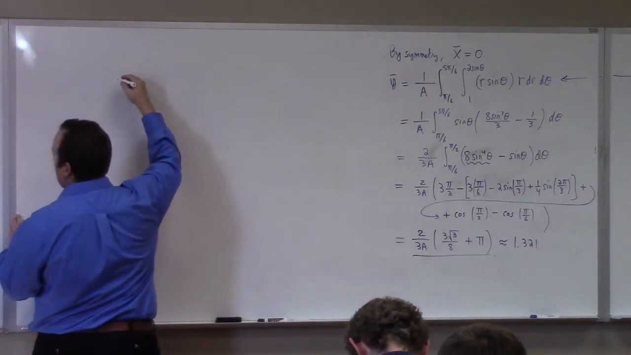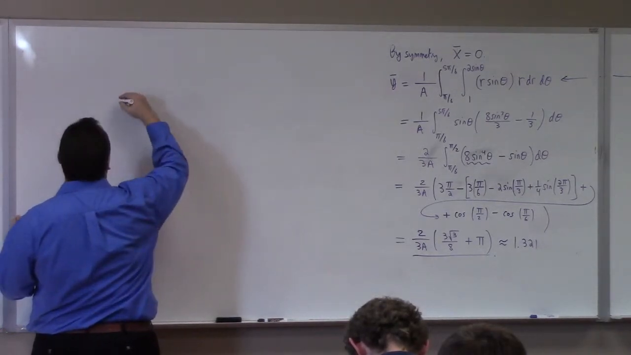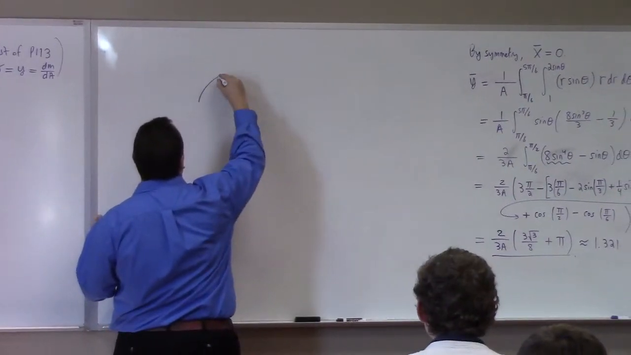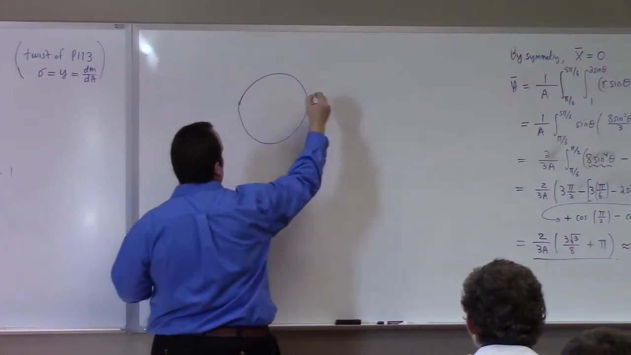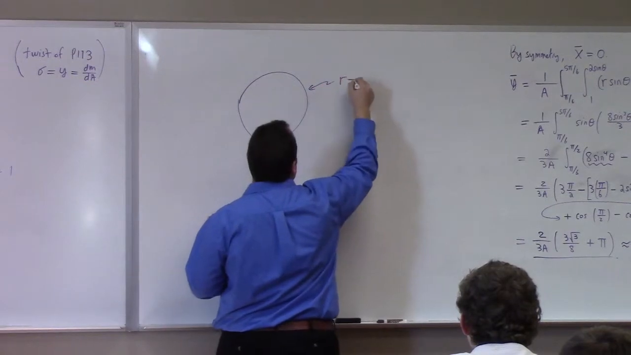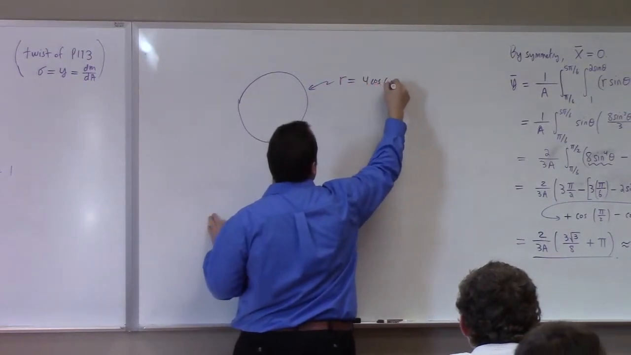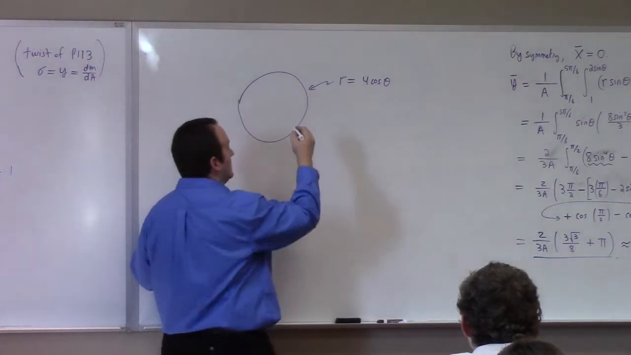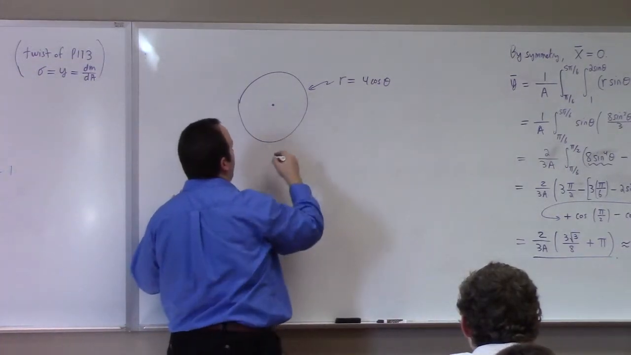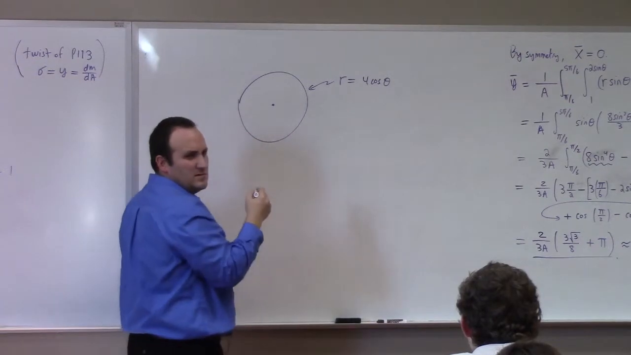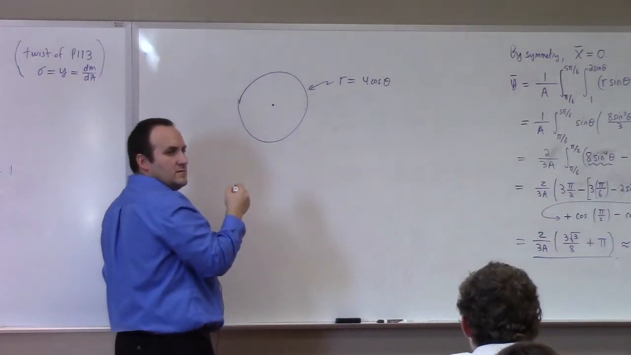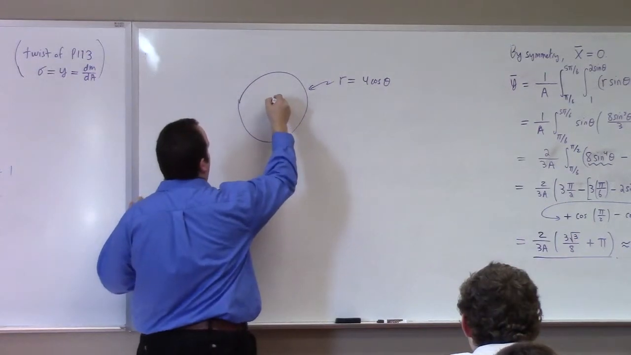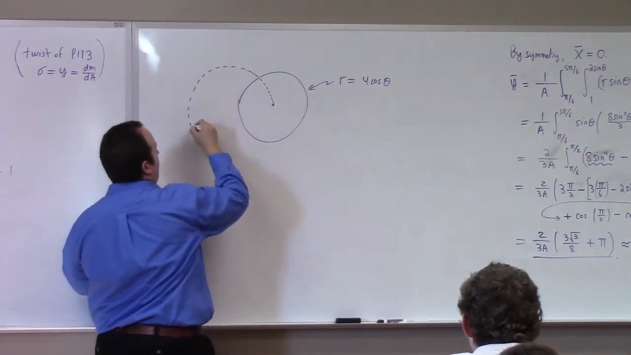So your problem is, what is it? R equals 4 cosine. This one. So it's centered at 2, 0. And the unit circle went 2. Oh, the two circle. Okay. And what you're supposed to do? It was bounded by both of them.